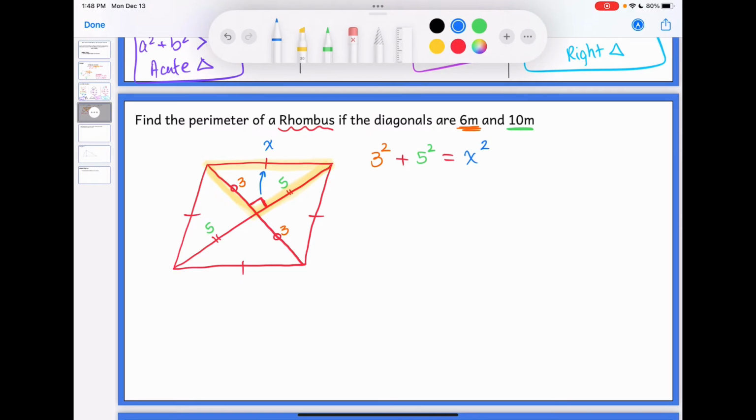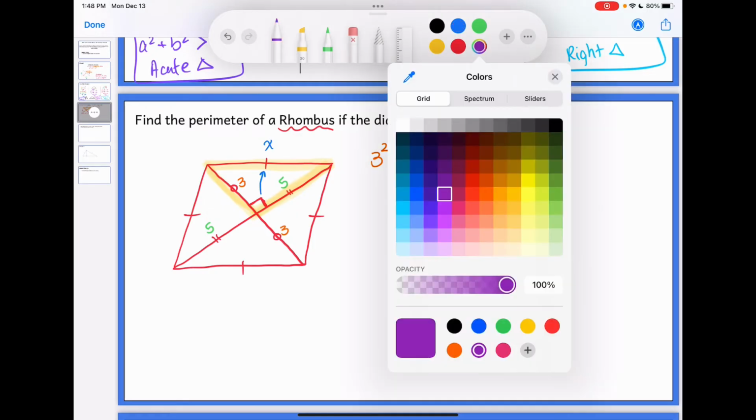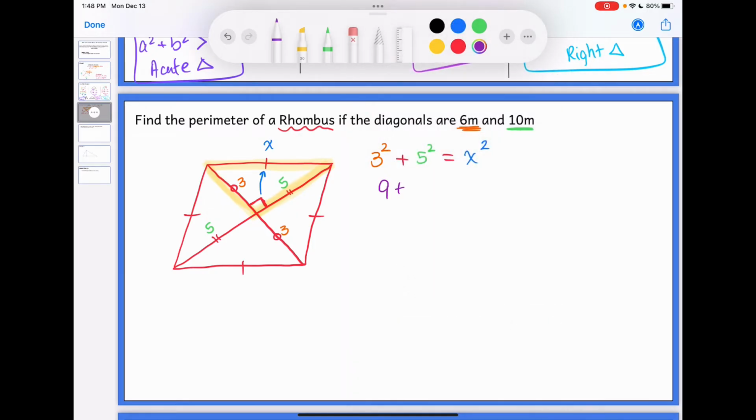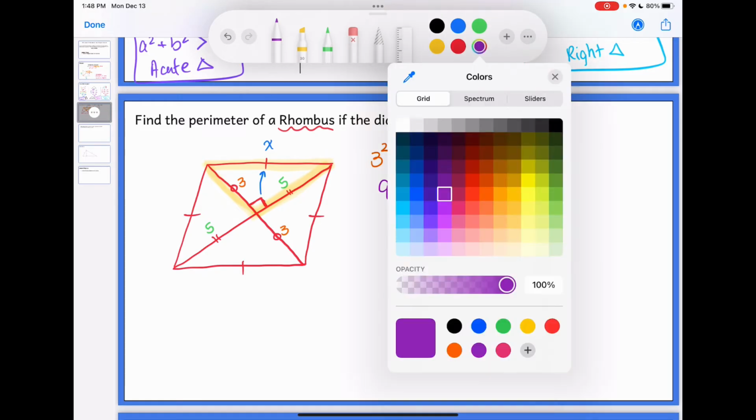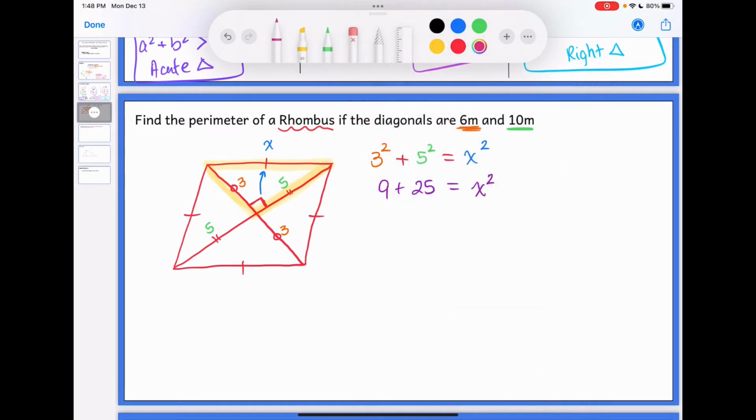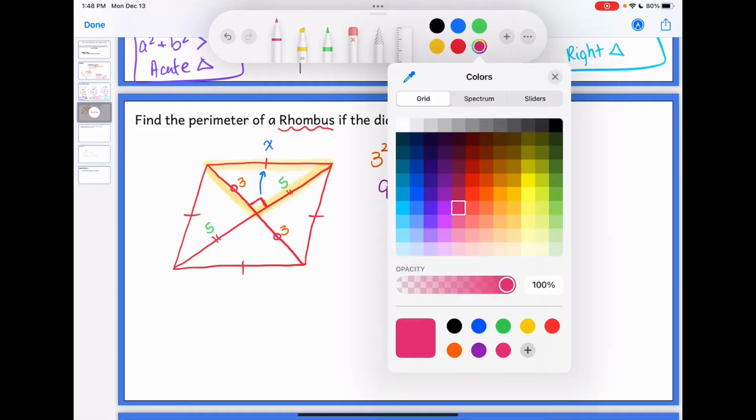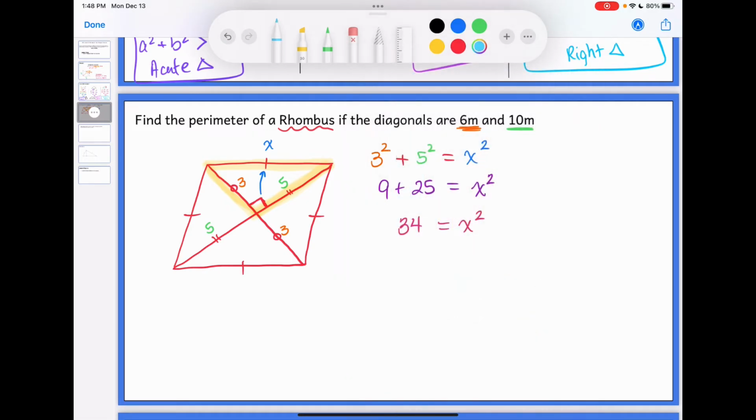And that's probably how you're used to seeing the Pythagorean theorem in a situation like that, right? But we had to set it up a little bit differently here in geometry. All right, well, let's see. 3 squared is 9. 5 squared is 25 equals x squared. 9 plus 25 would give me 34. All right, x squared equals 34. So I'm going to square root both sides because I need to figure out what x is.